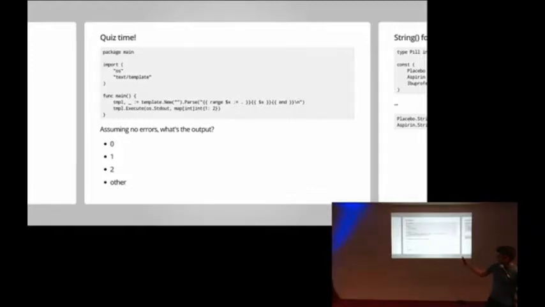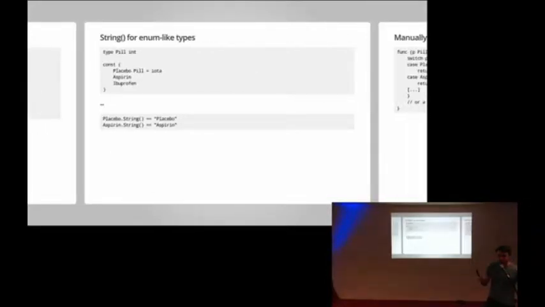Okay, on to the talk. So you guys all know about methods, right? And you guys are probably familiar with the String method. It's a method that stringifies some object. In this case, for example, we might have an enum-like type, let's call it Pill, and then multiple values it can take. And then if you stringify it, it gives you the name as a string, right? This is simple.